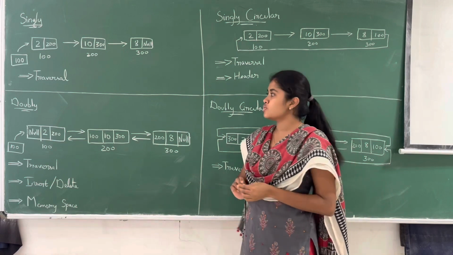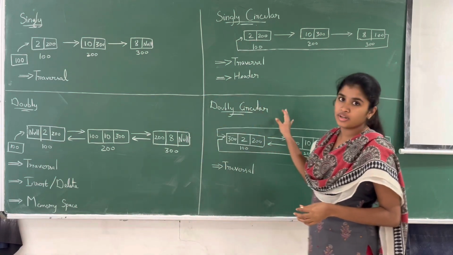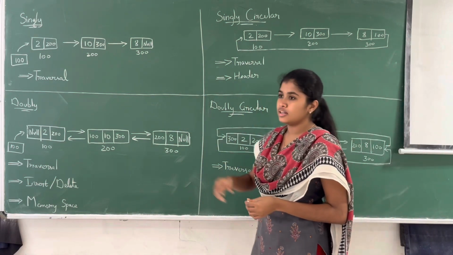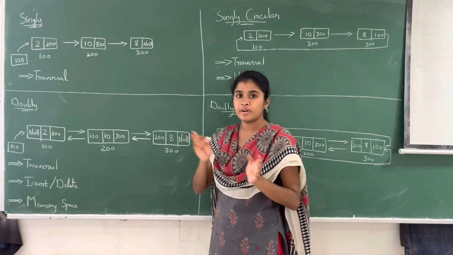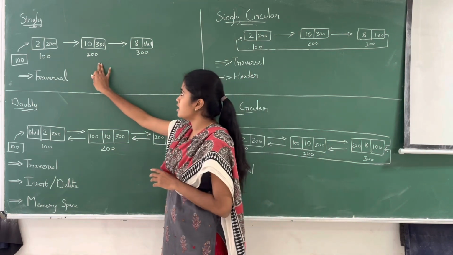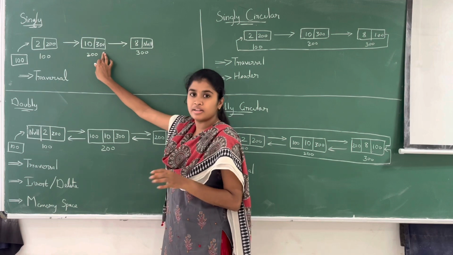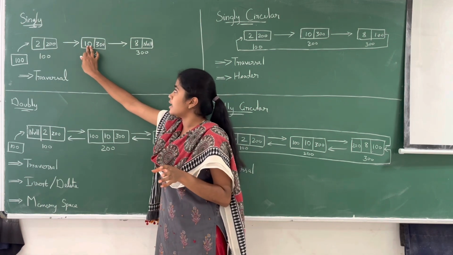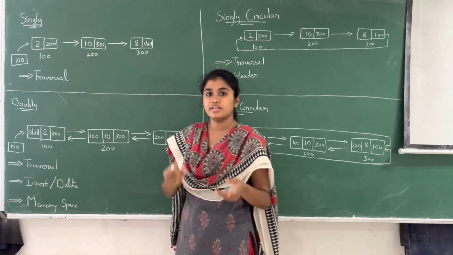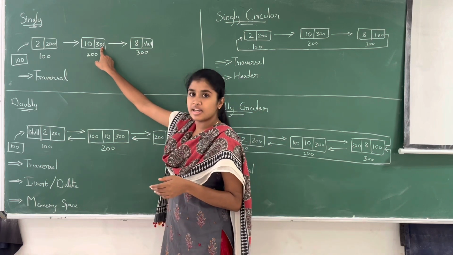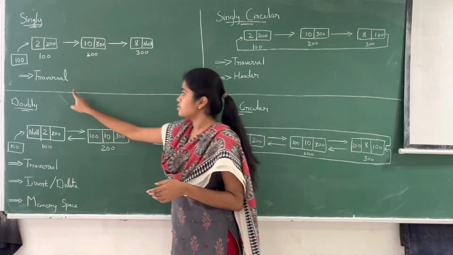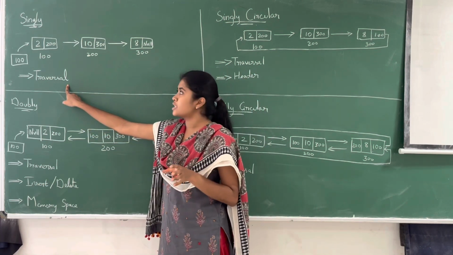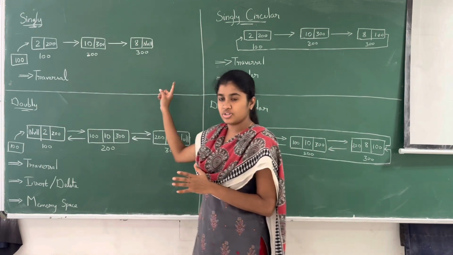This is how a linked list will be represented in all the 4 types. First is the singly linked list. This is a normal linked list where a node takes 2 parts, one is the data part and another is the link part. The data part contains the element that we are inserting and the link part contains the address of the next node.